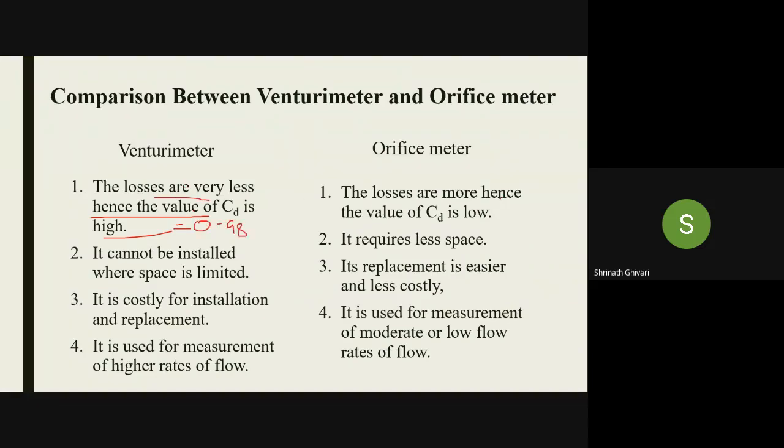But for an Orifice meter, you will get a CD value of around 0.6 to 0.65 to 0.7. So the losses are more here, because whenever the fluid flows, it contracts near the orifice and then expands, right? So at this point there is more formation of eddies. Eddy formation causes loss of energy of the flowing fluid.